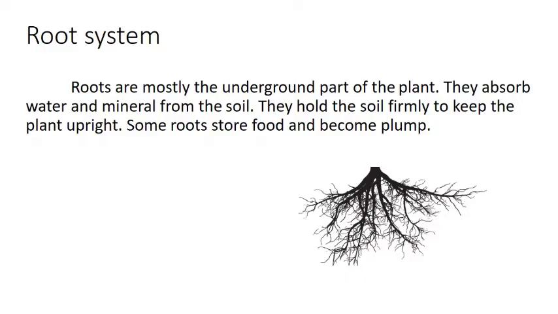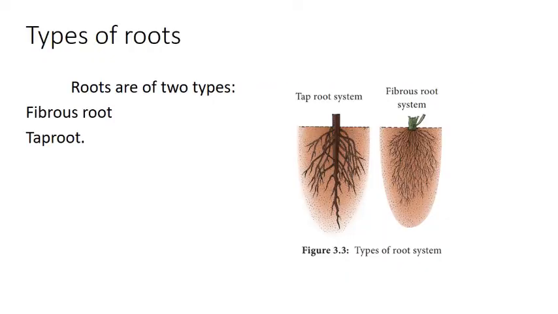Now, the root system. Roots are mostly the underground part of the plant. They absorb water and minerals from the soil. They hold the soil firmly to keep the plant upright. Some roots store food and become plump. Roots are of two types, fibrous roots and taproot.